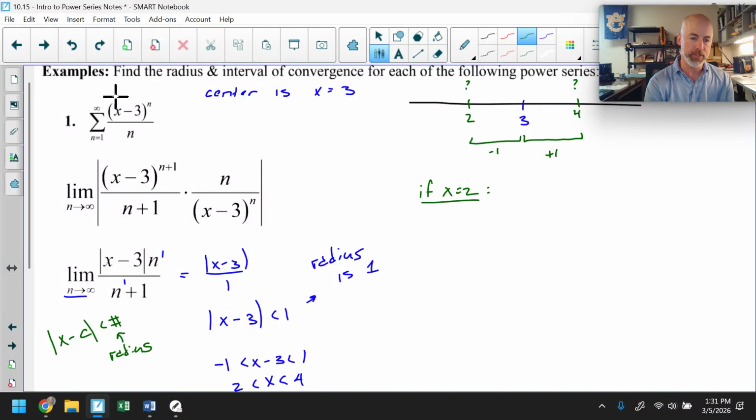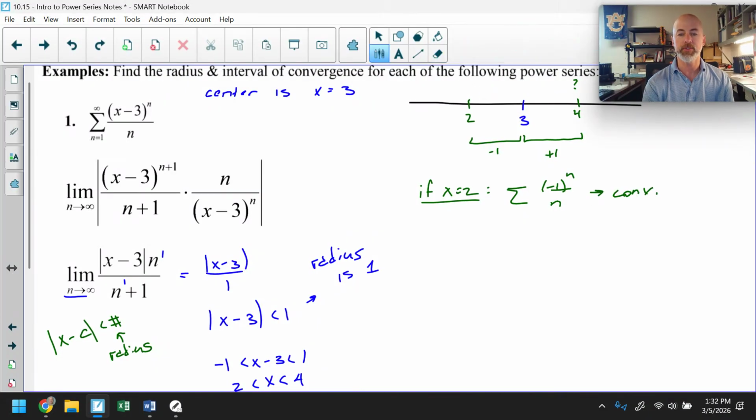So go back to the original series. If you plug in x = 2, 2 minus 3 is -1, so you get (-1)^n over n, and that is your alternating harmonic series. That's going to converge. So we will converge at x equals 2. So I'm going to draw a little bracket at 2. I'm going to include that one.